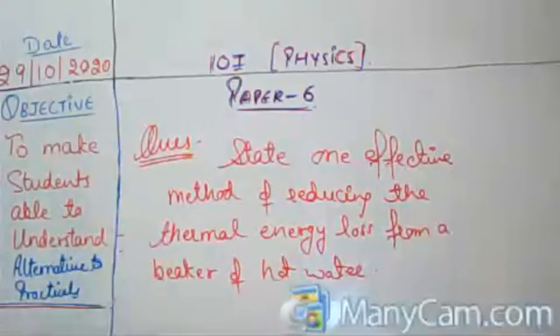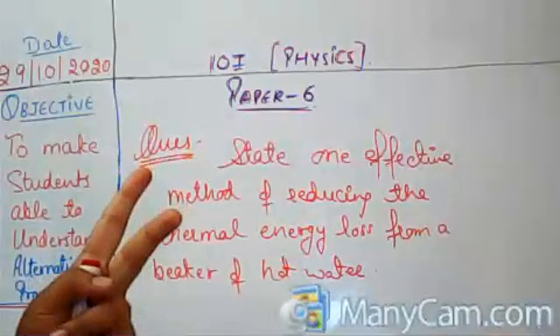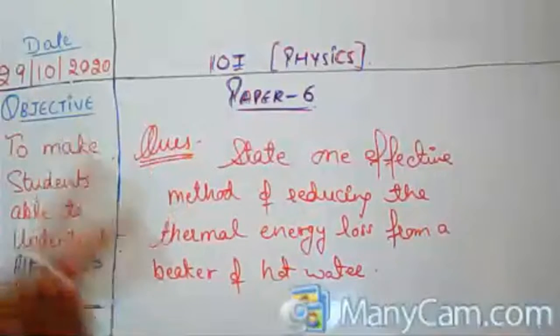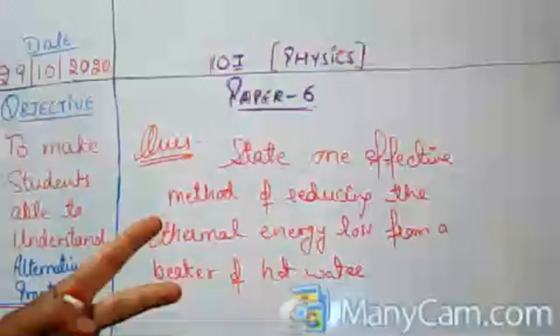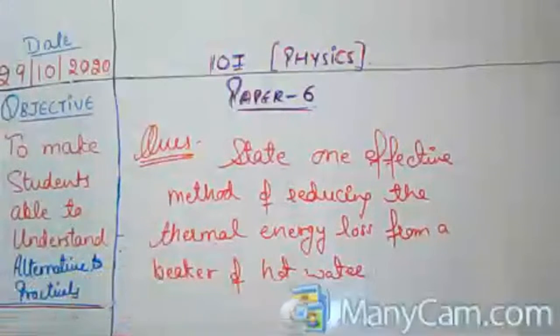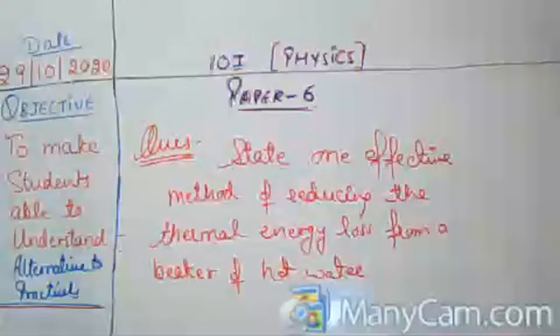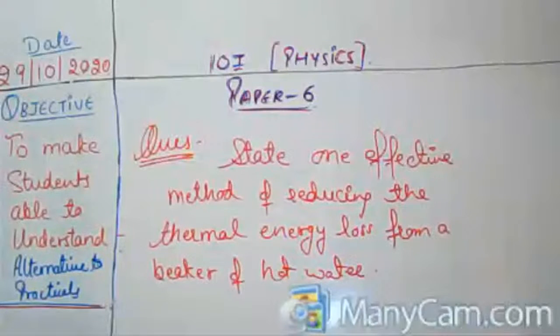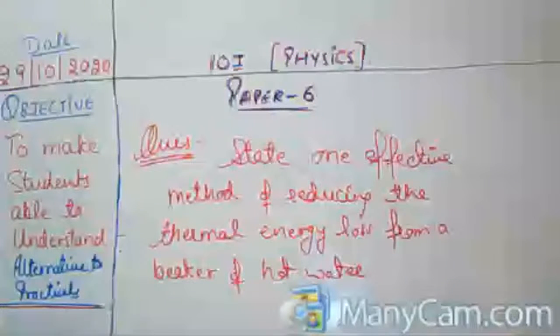Second thing, what we can do is try to reduce the size of the opening of the beaker. So what will happen? The surface area, which is basically for this evaporation, will decrease, the top surface, and hence the rate of energy loss will definitely decrease.